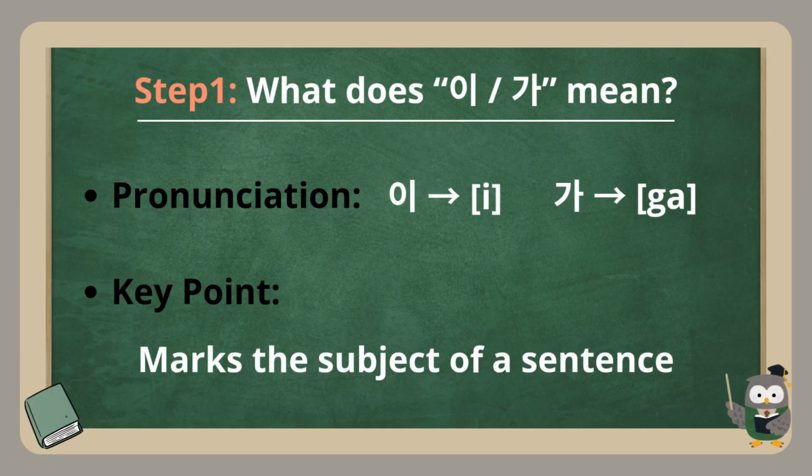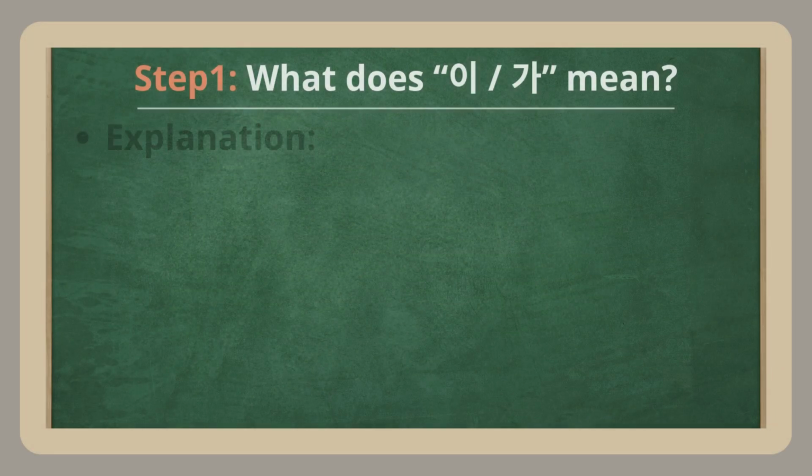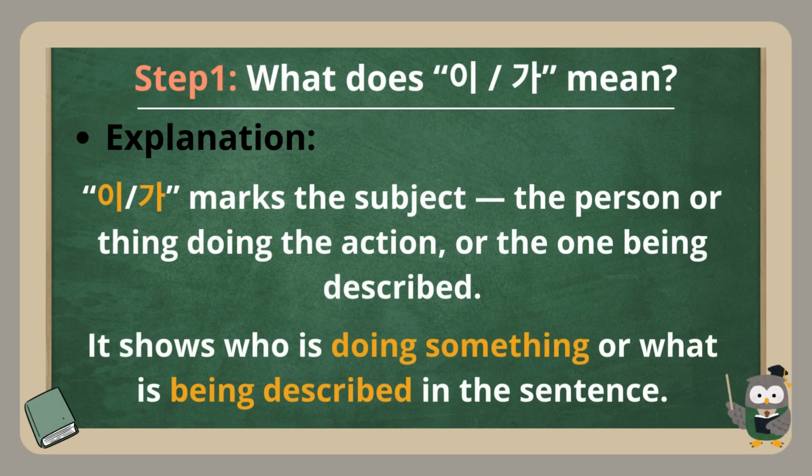이 is pronounced 이, and 가 is pronounced 가. 이, 가 is used to mark the subject of a sentence. It shows who or what the sentence is about. 이, 가 marks the subject, the person or thing doing the action, or the one being described. It shows who is doing something or what is being described in the sentence.